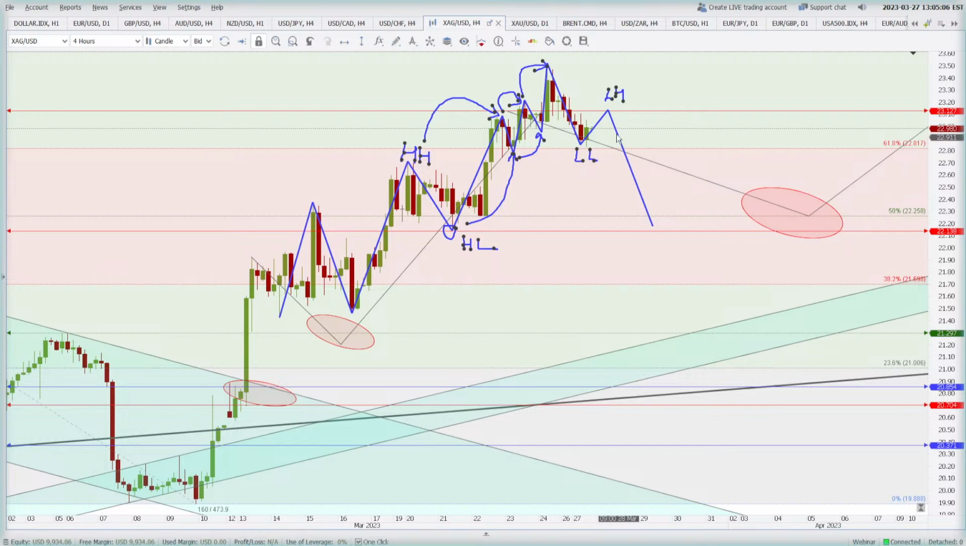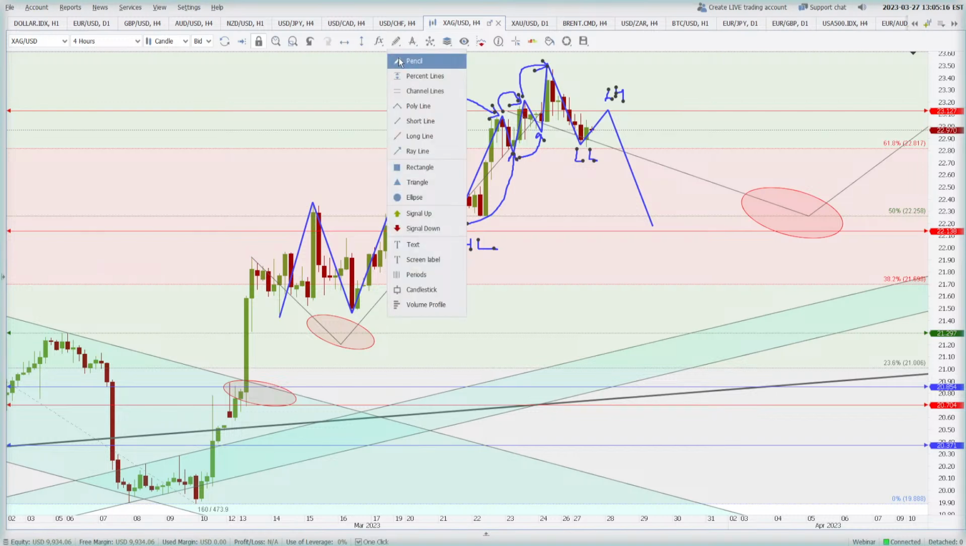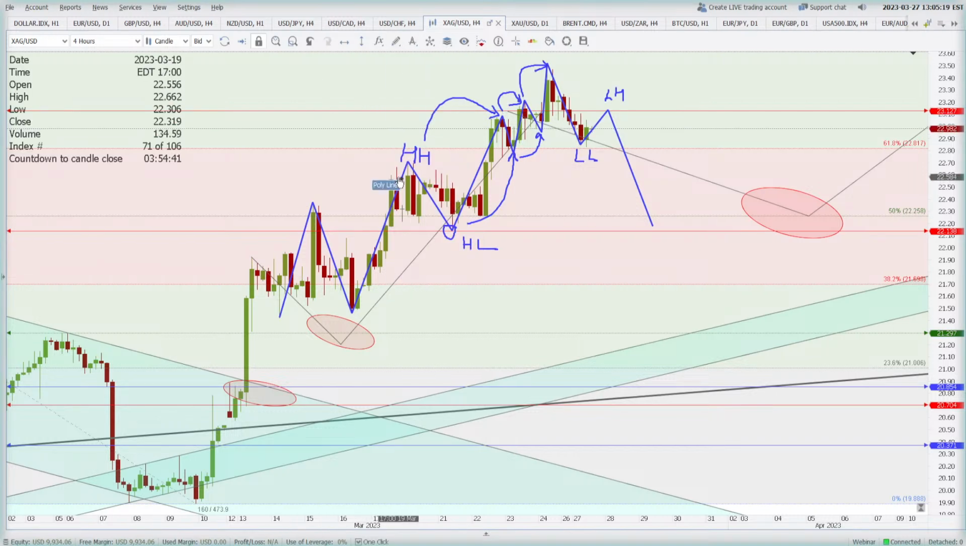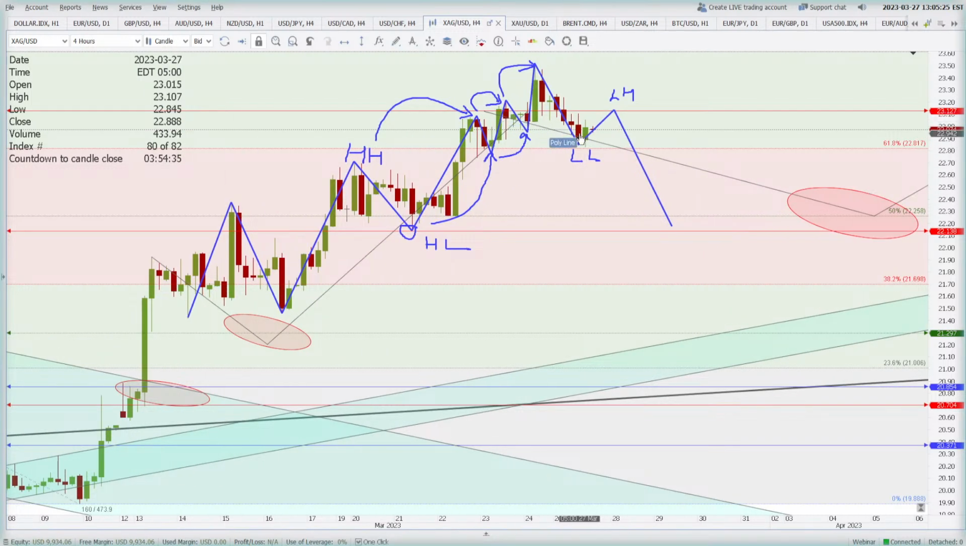Lower highs and lower lows are formed in a downtrend. So we are expecting some downtrend at least towards 22.13 on the 4-hour. Why are we expecting it? Is it a head and shoulders? No, it is not a head and shoulders right now, but we are expecting it to become a head and shoulders.